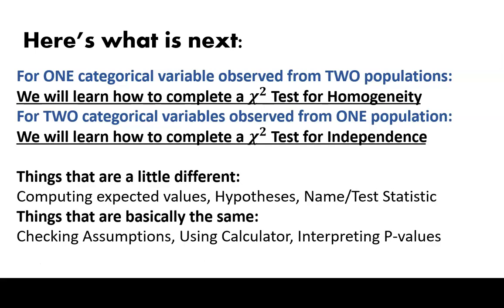Things that are basically the same, checking assumptions from here on out is pretty much the same. Expected counts have to be bigger than 5. We need a random sample. We need less than 10% of our population. Using the calculator is pretty much going to be the same. We're going to use our calculator to get all of these numbers that we need, the test statistic and the p-value. Interpreting the p-values by comparing to alpha, that's also going to be basically the same.